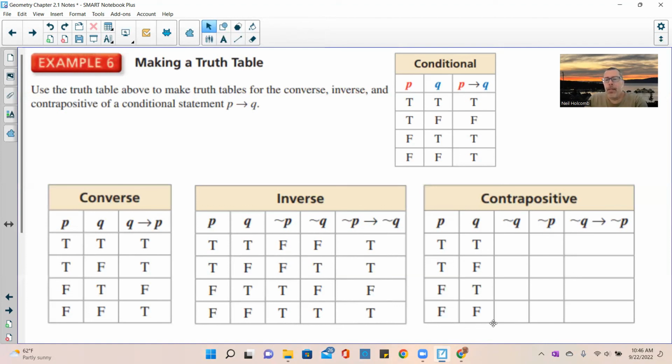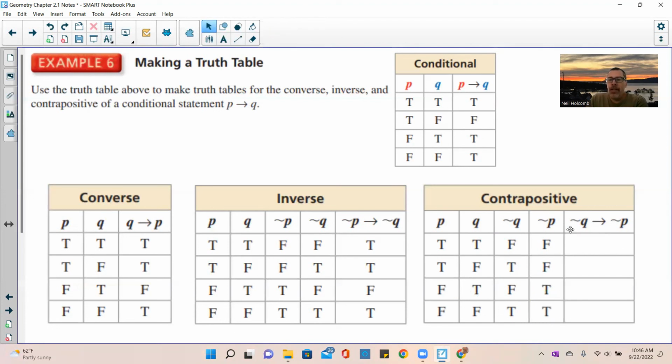All right. Now the contrapositive, not Q. That's the opposite of true, which is false. Not Q, the opposite of false, is true. Not Q, the opposite of true, is false. Not Q, the opposite of false, is true. Not P, the opposite of true, is false. Not P, the opposite of false, is true.